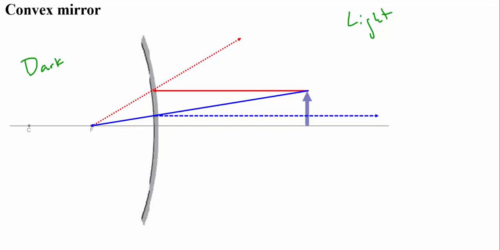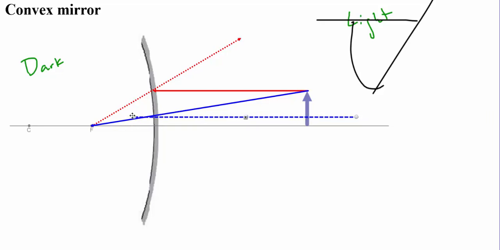Now, when it does that, we do have enough information to figure out where the image is. Our eye has to trace these rays back to where they think they originated from. And you'll notice there will be no point of divergence on the light side. It indeed will be virtual. This image will appear to exist behind the mirror. You'll notice that it is right here. And so I can redraw this arrow at that location, tinier and virtual.